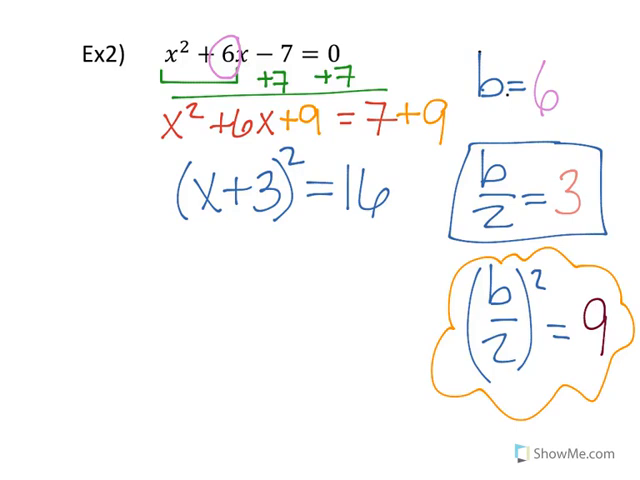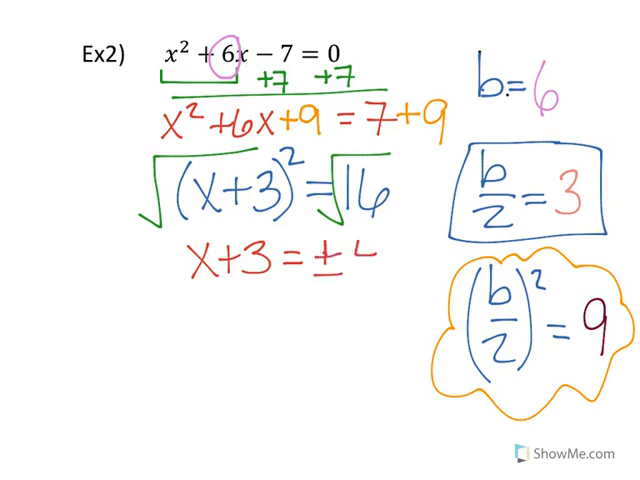So, step 4 of my process would be to take the square root of both sides. And when I take the square root of both sides, I'm left with x plus 3. Remember, the square root of 16 is not just 4, it is plus or minus 4. And then the final process of solving for x is to subtract 3.